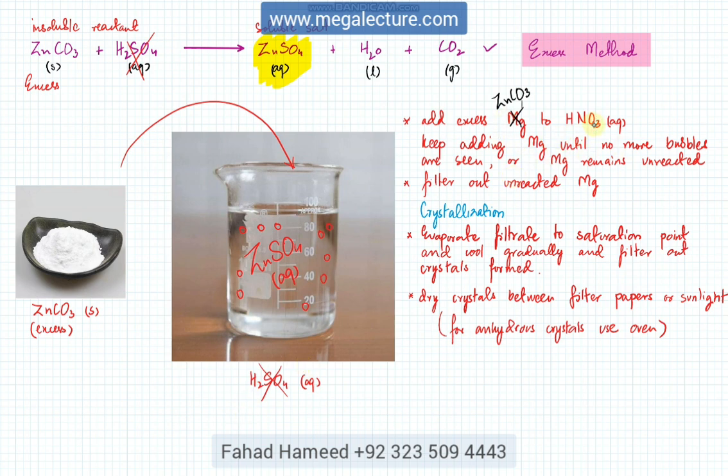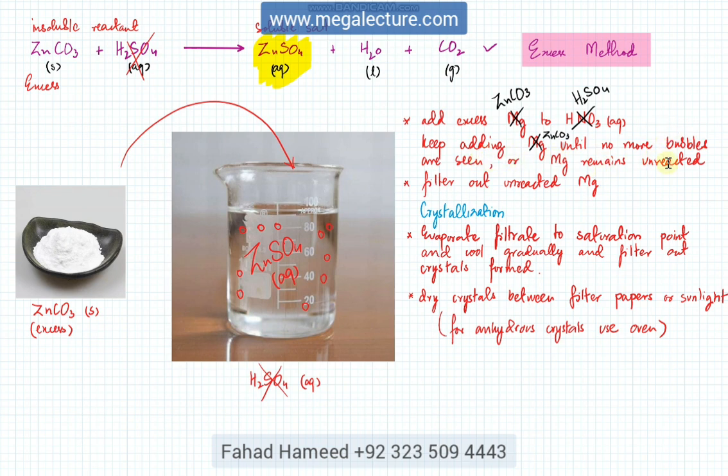So instead of nitric acid, I'm going to cut that out and replace it with sulfuric acid. And I'm going to keep on adding zinc carbonate. So again, over here, instead of Mg, it's going to be zinc carbonate until no more bubbles are seen. The carbon dioxide stops getting produced. That means all the sulfuric acid has reacted. So you're going to keep on adding this white powder until the sulfuric acid is gone. Once it's gone, you won't see carbon dioxide gas bubbles. So no more bubbles are seen.